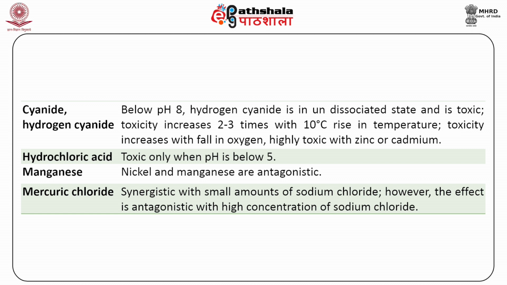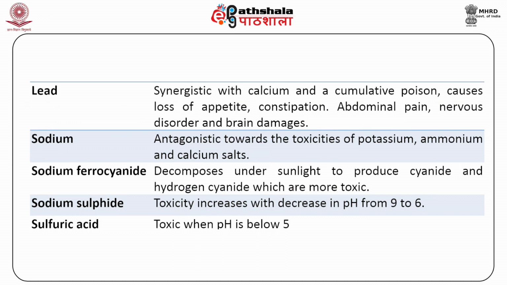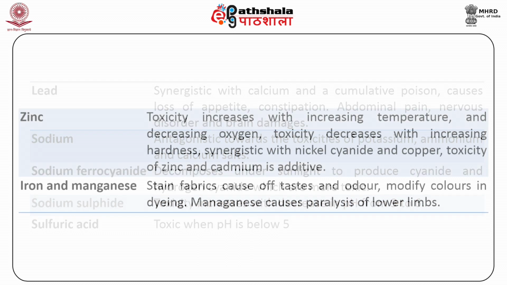Mercuric chloride, we've already discussed the toxicity of mercury. It is synergistic with small amounts of sodium chloride. However, the effect is antagonistic with high concentrations of sodium chloride. Lead is synergistic with calcium and a cumulative poison. Sodium ferrocyanide, sodium sulfide, sulfuric acid, they are all toxic in nature.